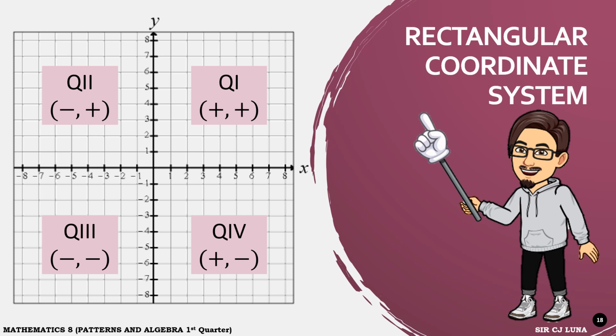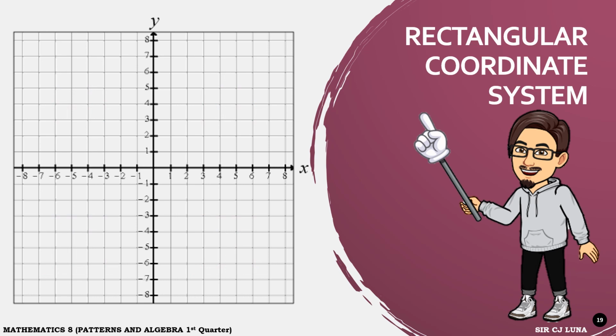So, saan mo makikita yung 2, 3? Anong quadrant? Correct. 2, 3 is located in quadrant 1 because your x and y coordinates are both positive. How about negative 2, negative 3? Okay, very good. It is located in quadrant 3. Last one. Where can you find negative 7, positive 7? Good. It's in quadrant 2.